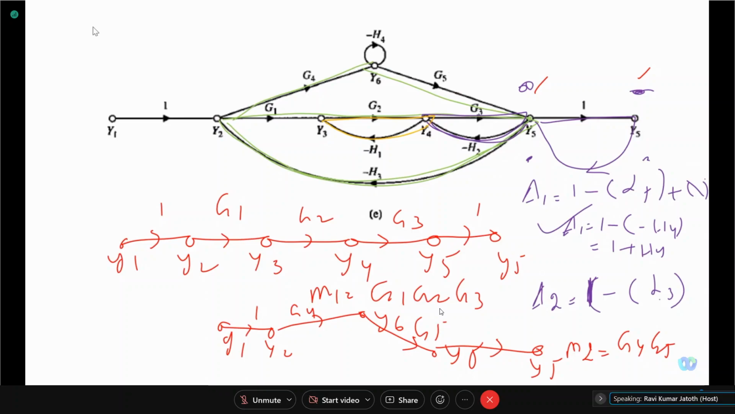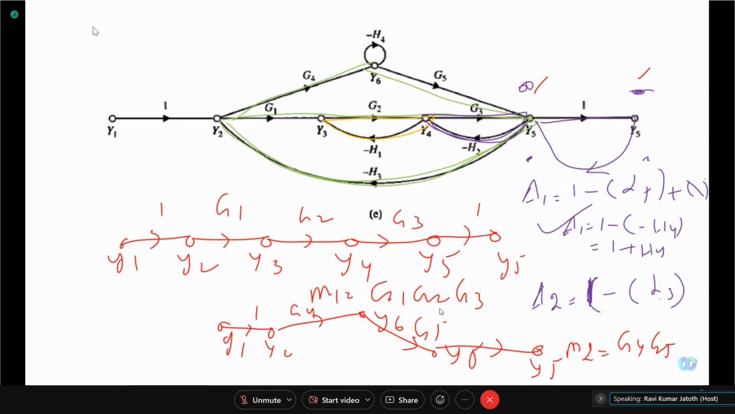Y1 is also the same. Y1 can be input or Y2 can be input, no? Input node. Okay, but if we consider that as a dummy node, the transfer function will change. Our point of interest is the transfer function.